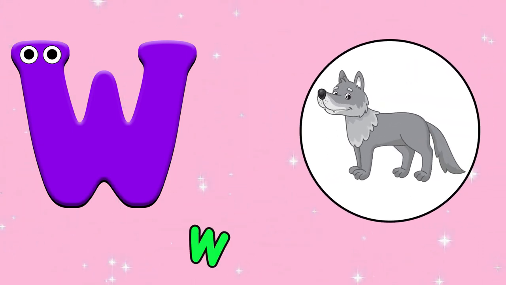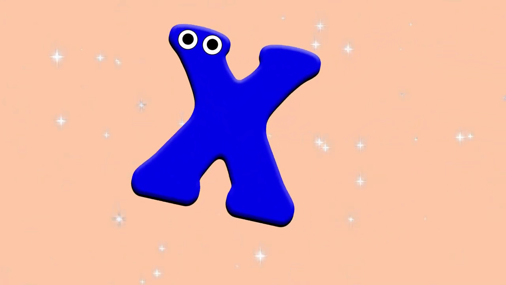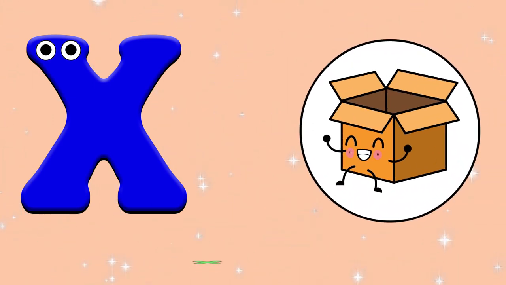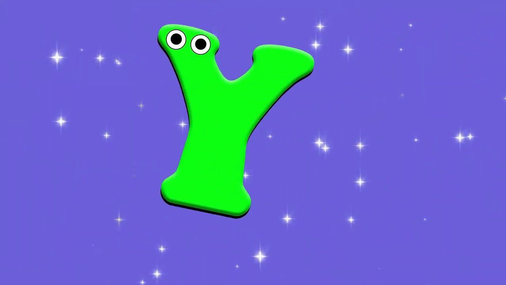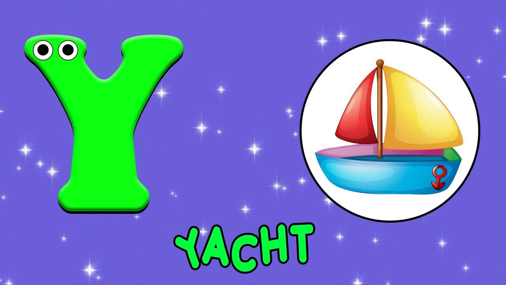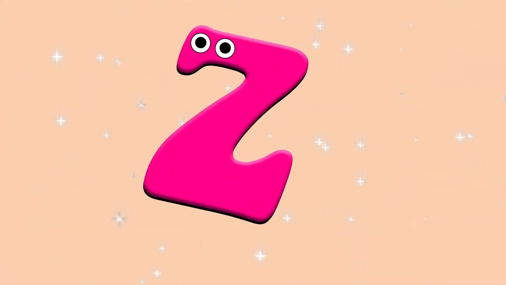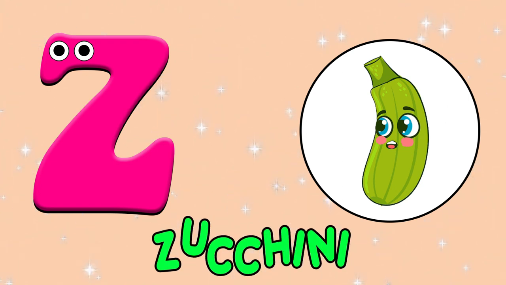W for wolf. X for Xbox. Y for yacht. Z is for zucchini.